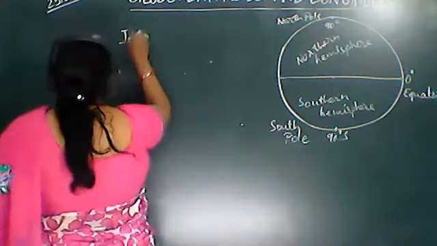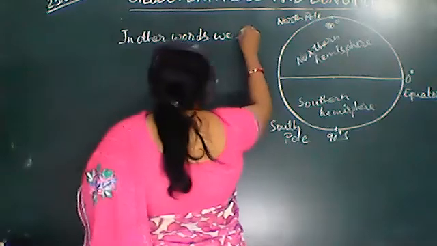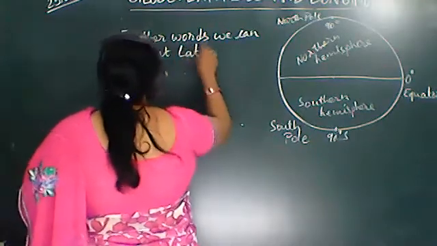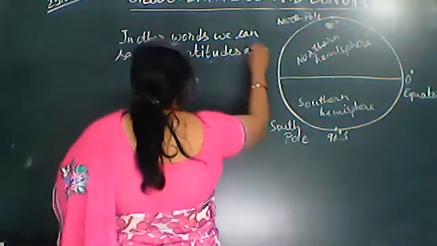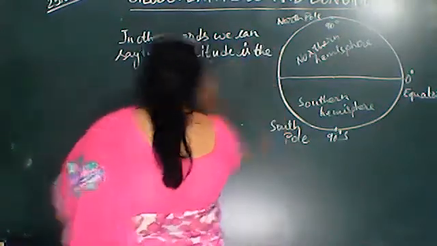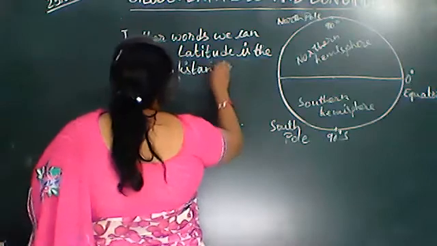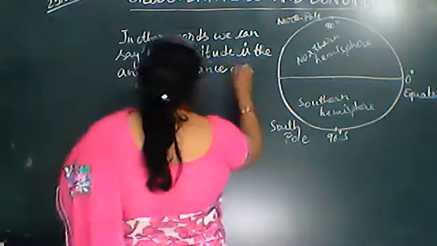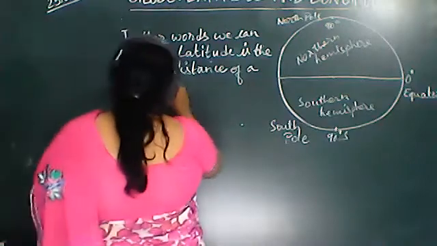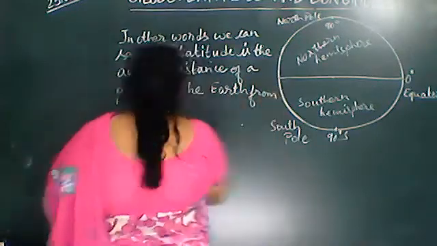In other words, we can say that latitude is the angular distance of a place on the Earth from the equator.